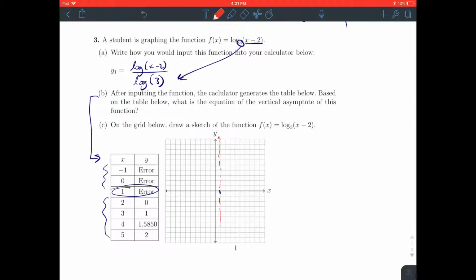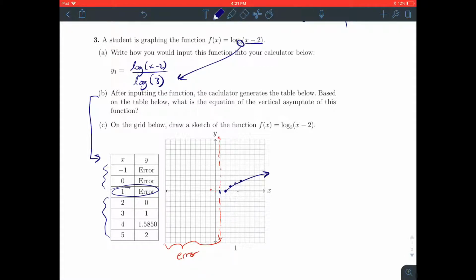So to the left of this value, 0 and 1, we have errors. So the graph never reaches this region. However, to the right of this, we actually have values. So we have 2, 0, 3, 1, 4, 1.585, 5, 2. Great. So you've got this section here.